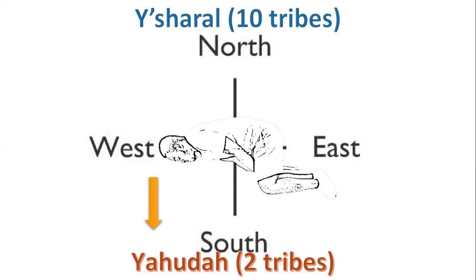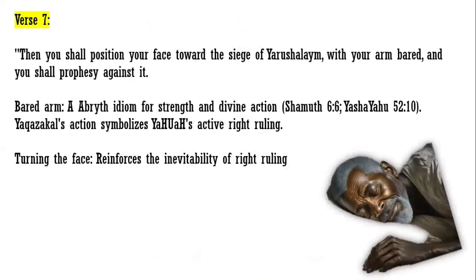And this, of course, is looking at the 40 yomim, which represents 40 years of right ruling against Yehudah for its rebellion against the Most High. So Yehudah and Benjamin would have faced those consequences. So, verse 7, then you shall position your face toward the siege of Jerusalem, with your arm bare, and you shall prophesy against it. So, bare arm, a Hebrew idiom for strength and divine action.